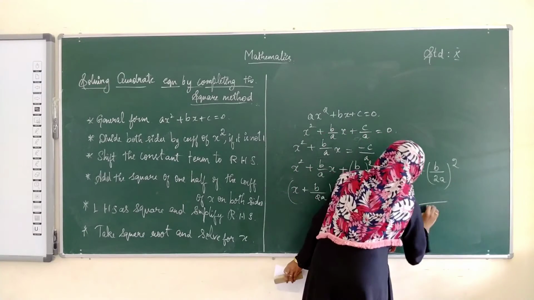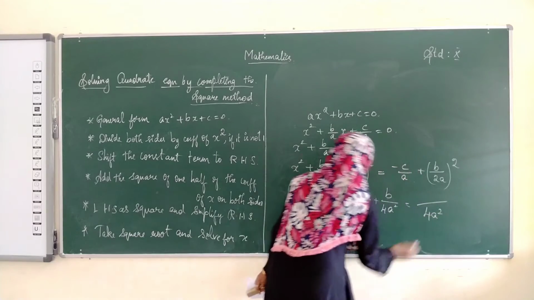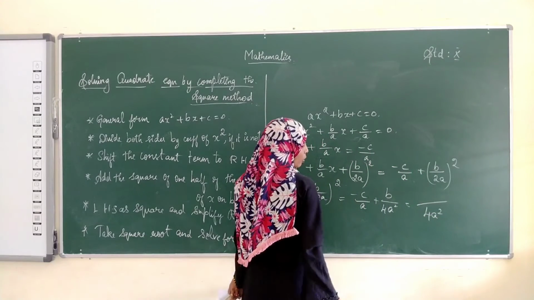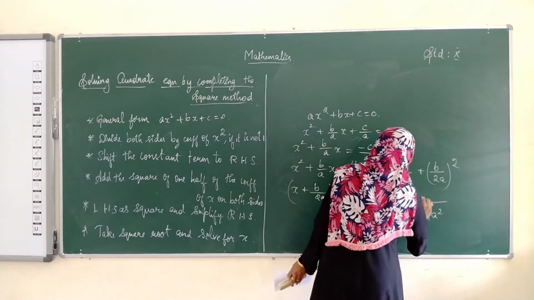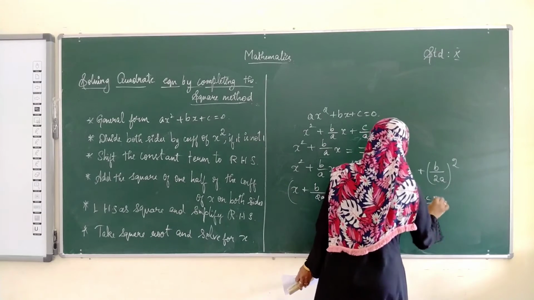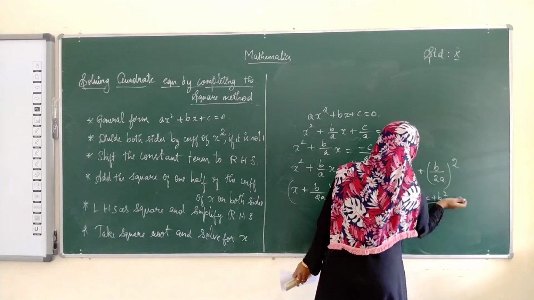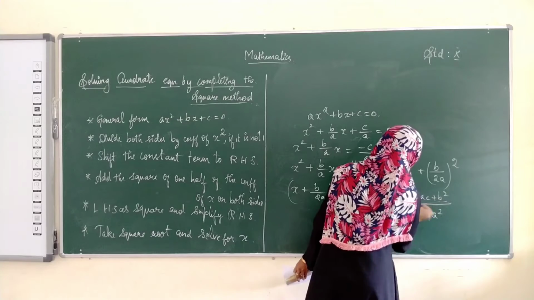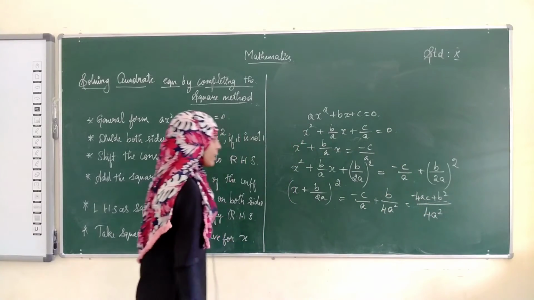We have to take the LCM, 4 into a square. We have to multiply this with 4a. So we get minus 4ac plus b square, that is b square minus 4ac.